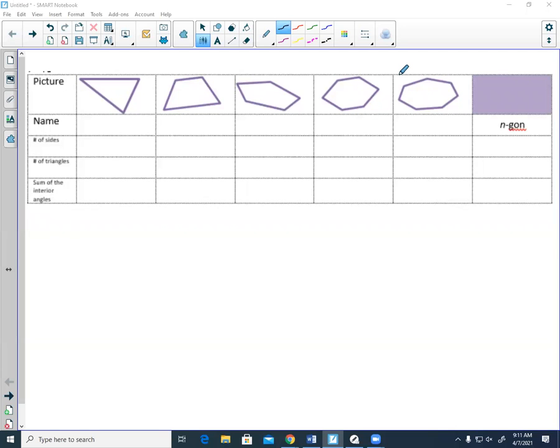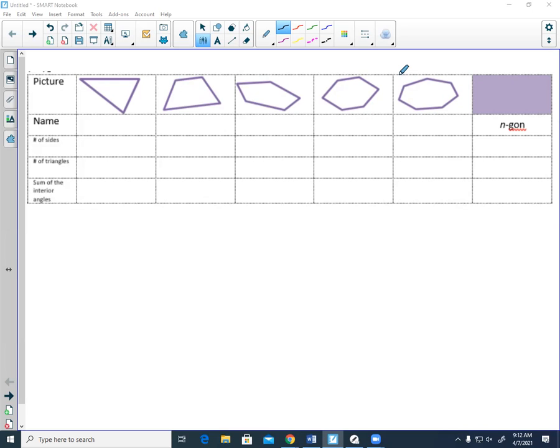So in chapter 7, we are going to speak a lot about polygons. And in those polygons, there's going to be a lot of stuff happening. We're going to start out today just trying to find a pattern, trying to figure out how many degrees are inside of a polygon. Because I can tell you right now there's 180 degrees inside of a triangle.